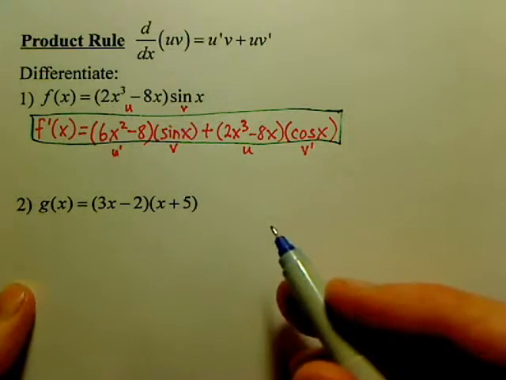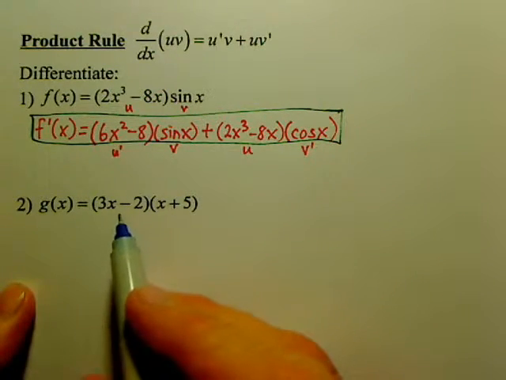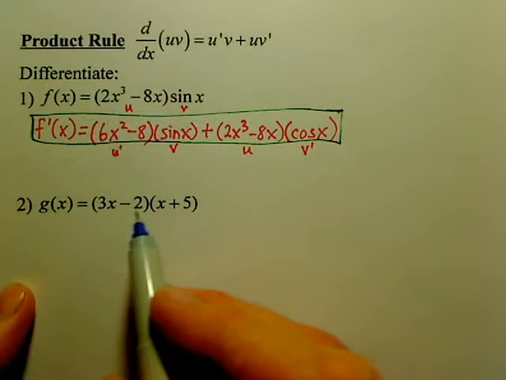All right, let's look at another example. G of x. All right, so could we use the product rule here? Yeah.